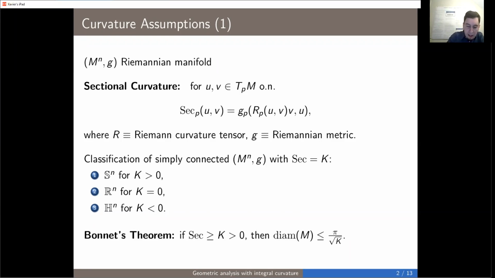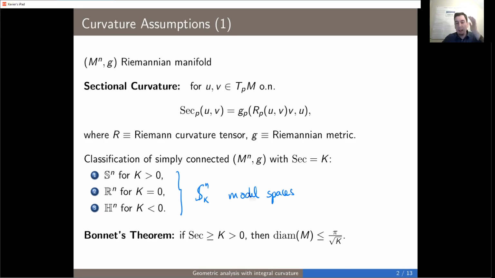These three spaces are sometimes just referred to like this, S_k. They're very important because we usually compare things to these spaces, so they're usually called model spaces. These are going to show up more and more. All right, so the kind of results that I want to present today are what are called comparison results, and you have an example down here, which is Bonnet's theorem.